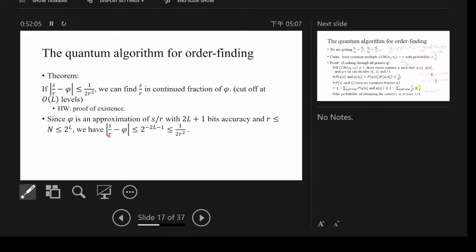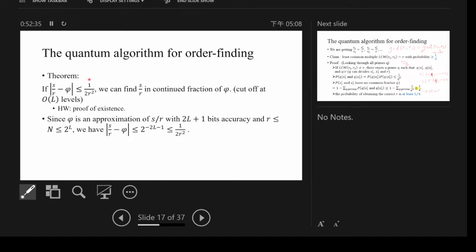So I guess the theorem for this working is this. S over R is the thing we want to estimate, this is the exact fraction we want to calculate, and we have some estimation of S over R, and let's say they are very close.